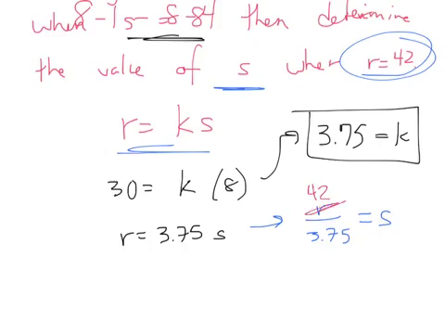What do you get? Yeah, I know it's going to be messy. That's fine. 11 point... Just 11.2. Perfect.